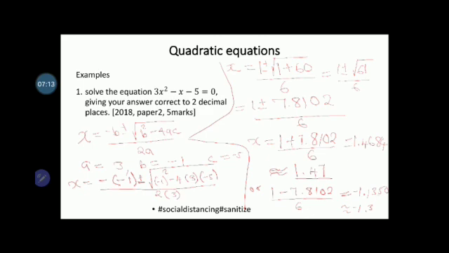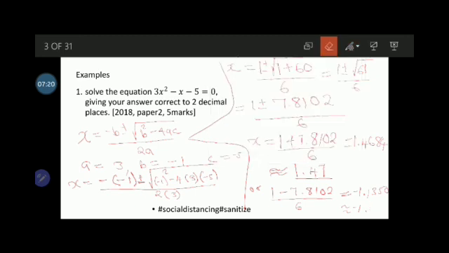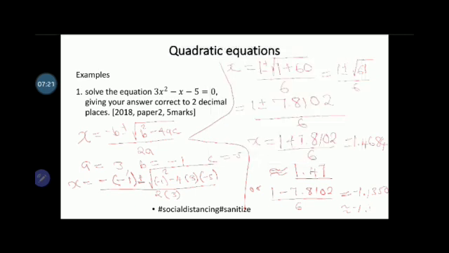The number after 3, 1.1. Just rub that one out. 1.14. So it's correct. It's important that you make the correct round off, because that will affect your answer. So your two possible answers, 1.47 and negative 1.14.